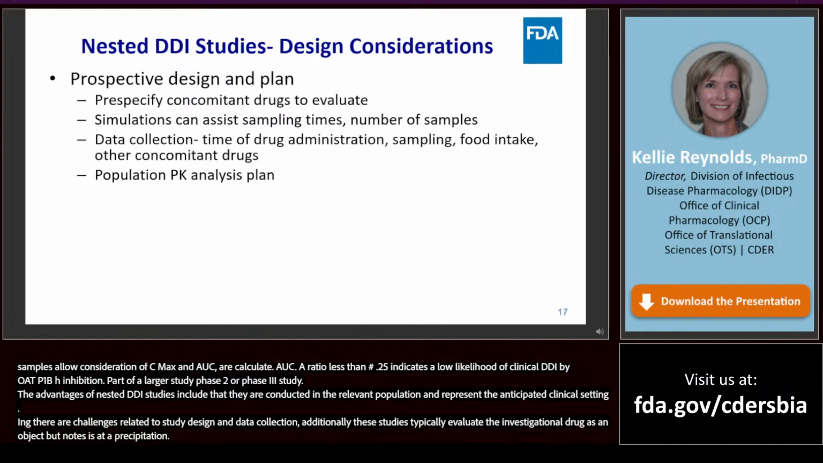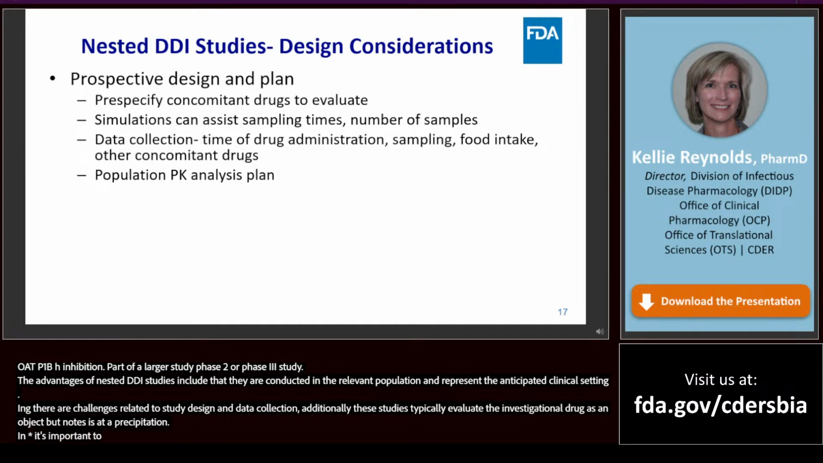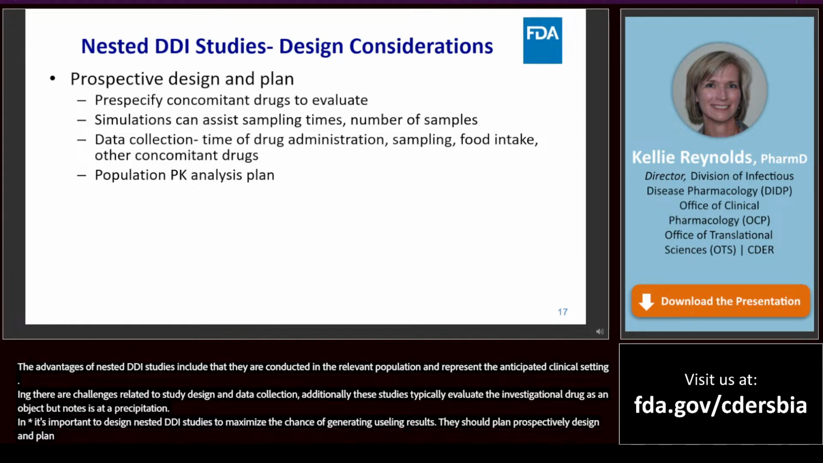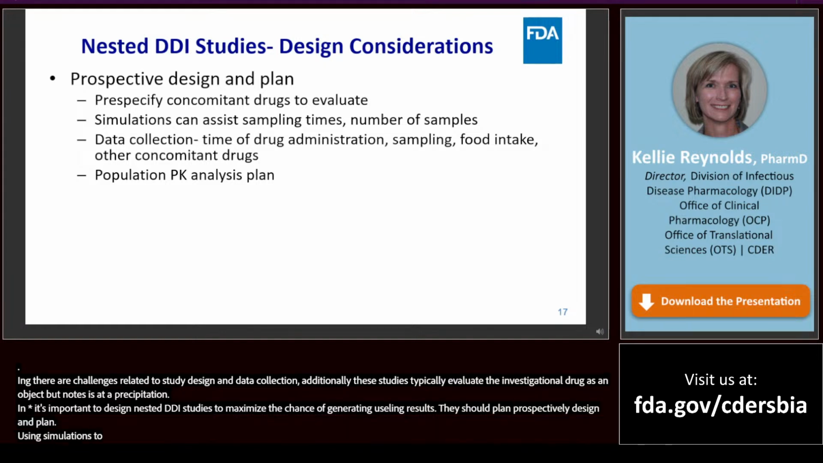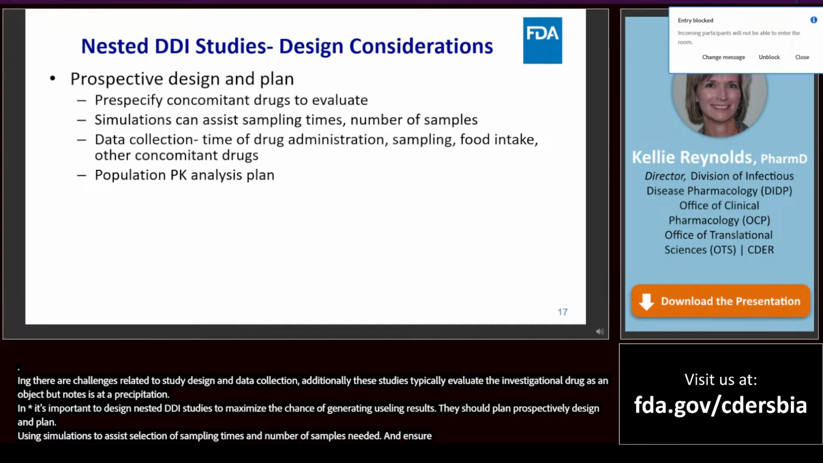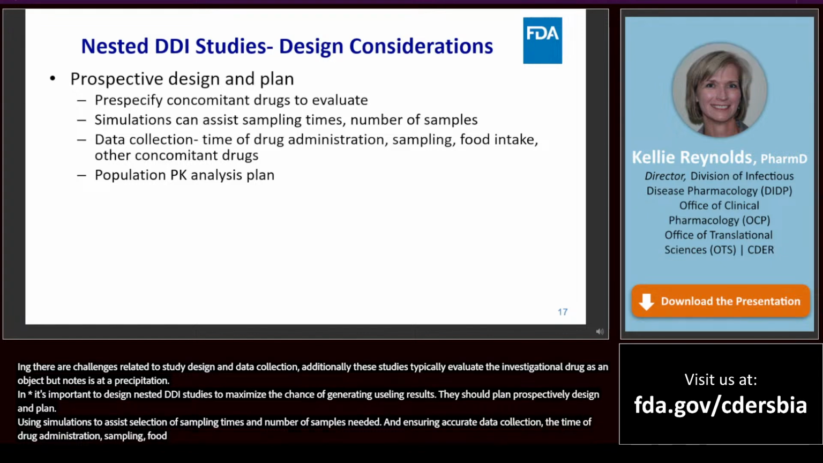It is important to prospectively design nested DDI studies to maximize the chance of generating useful results. Investigators should prospectively plan all aspects of the DDI assessments. This includes pre-specifying the concomitant drugs or groups of drugs to evaluate, using simulations to assist selection of sampling times and number of samples needed, and ensuring accurate data collection, the time of drug administration, sampling, food intake, and other concomitant drugs. And it should also include developing a population PK analysis plan.